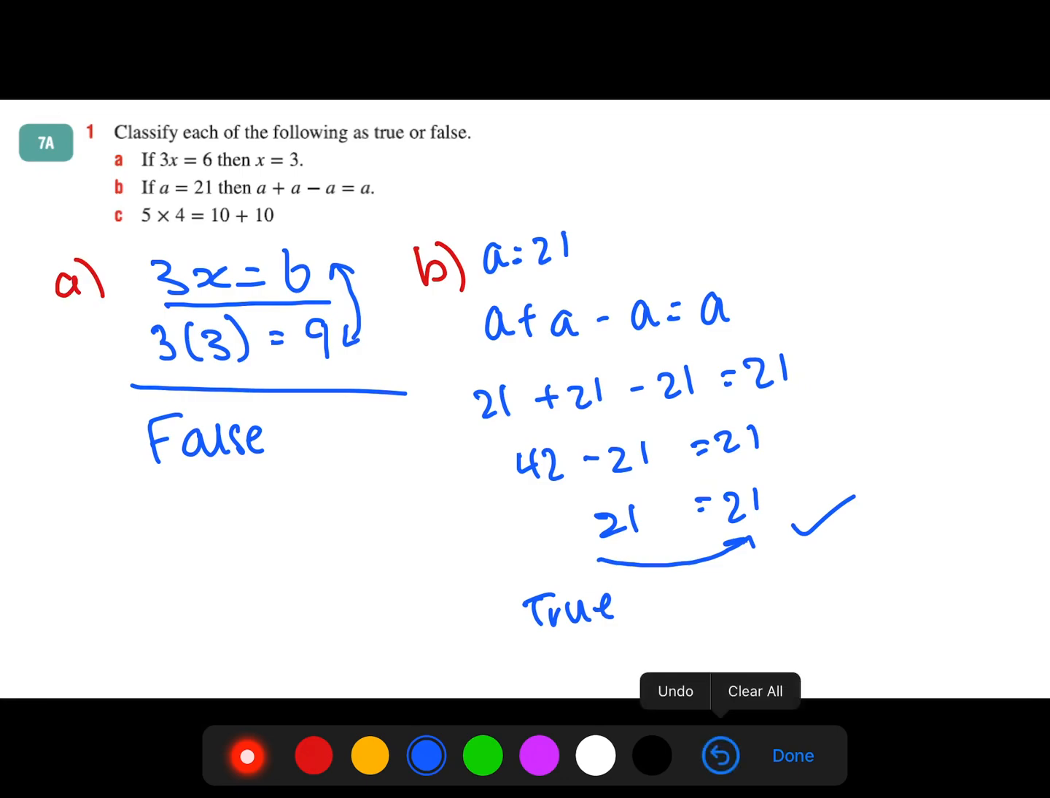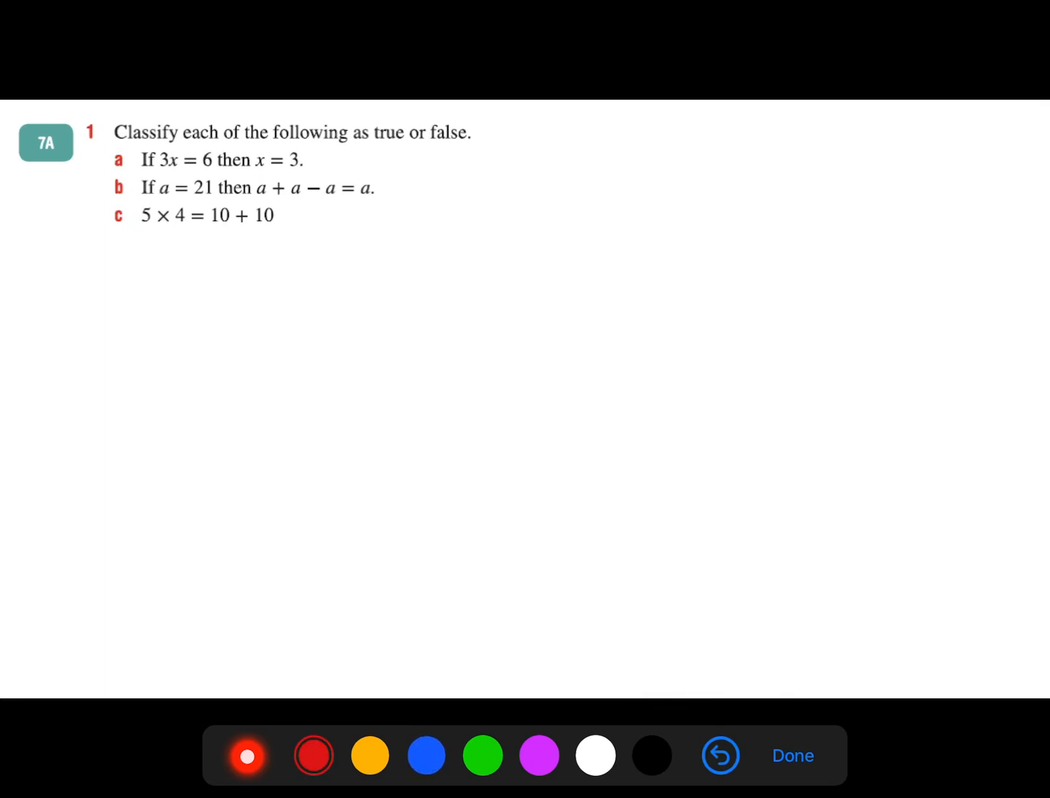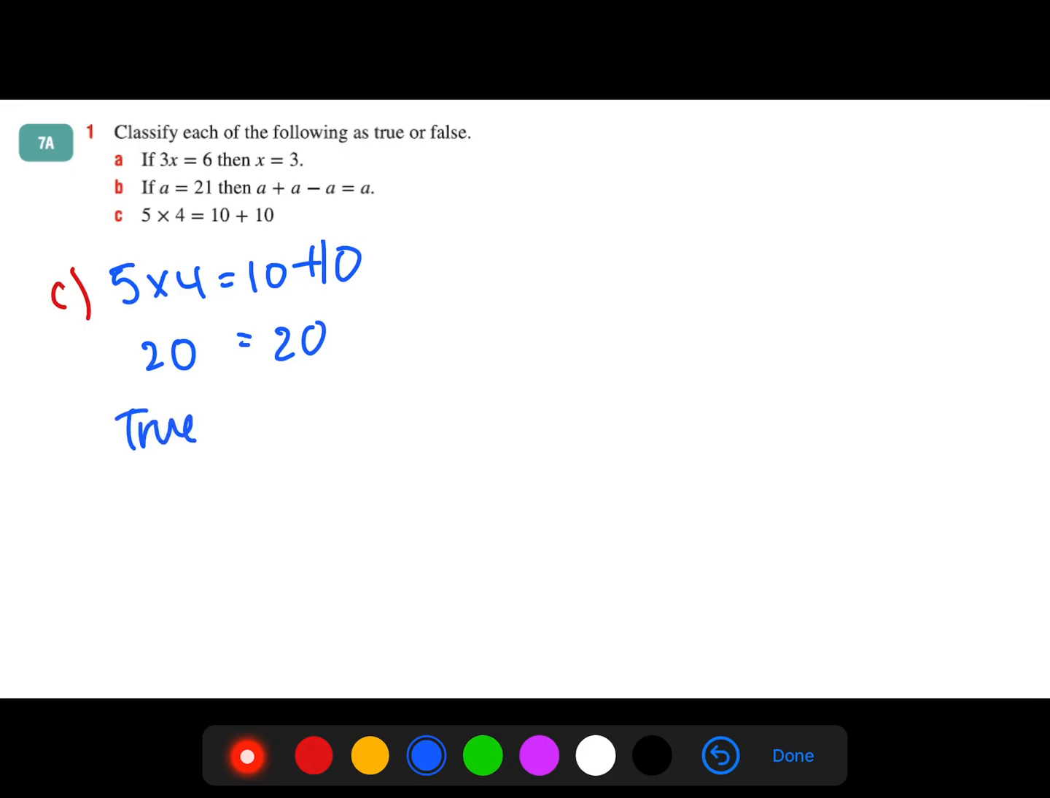Okay, now I'm going to do C, and the equation is 5 times 4 is equal to 10 plus 10. First I will need to simplify and solve. 5 times 4 is equal to 20. And 10 plus 10 is equal to 20 as well. So I've got 20 on the left hand side and also 20 on the right hand side. They're both the same, so the answer is true. This equation, 5 times 4 equals 10 plus 10, is true.